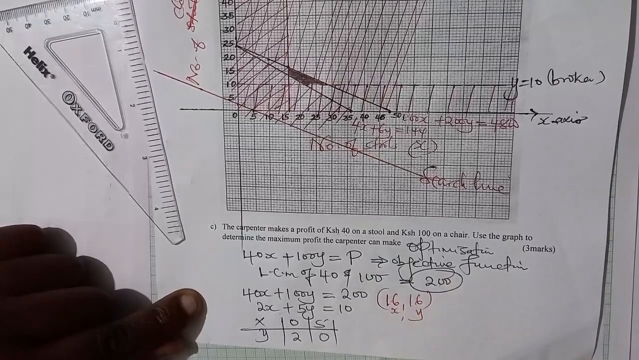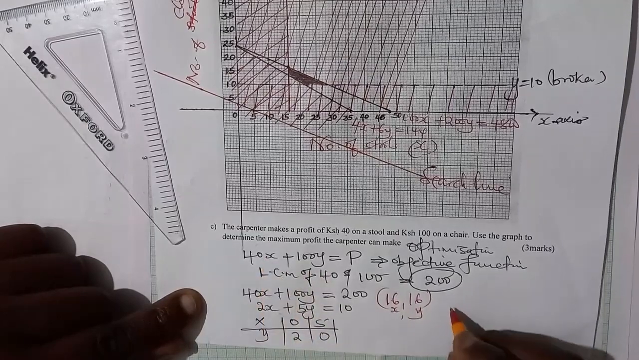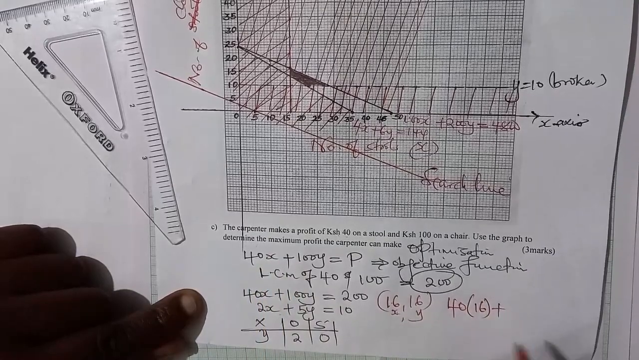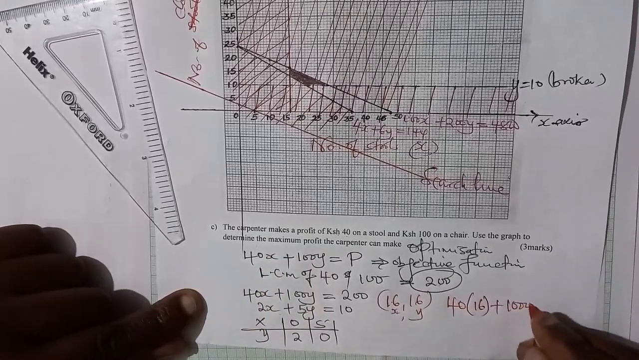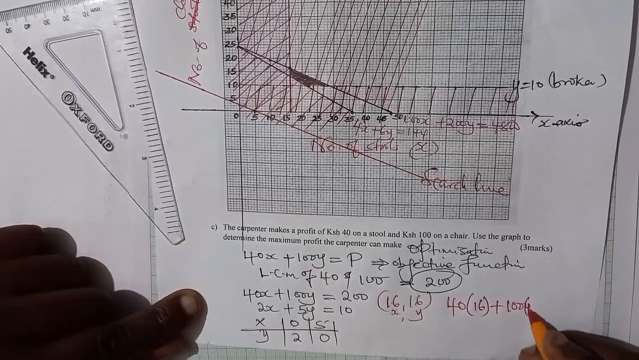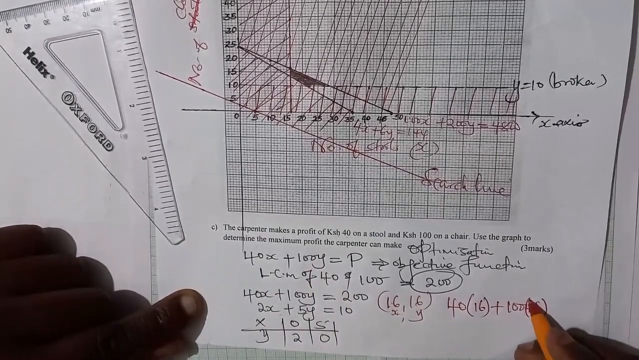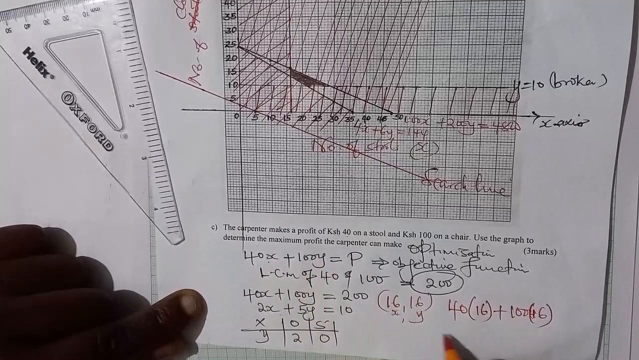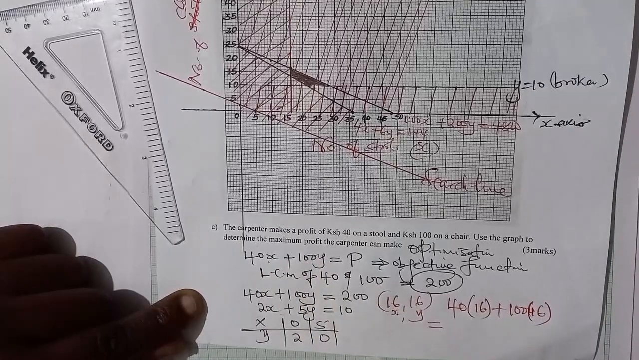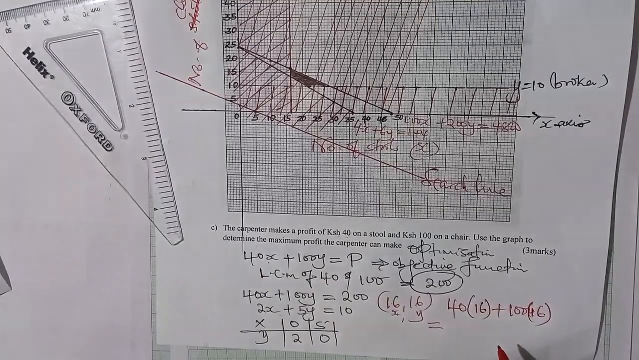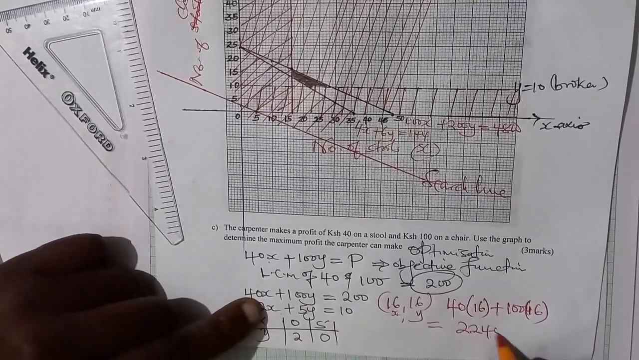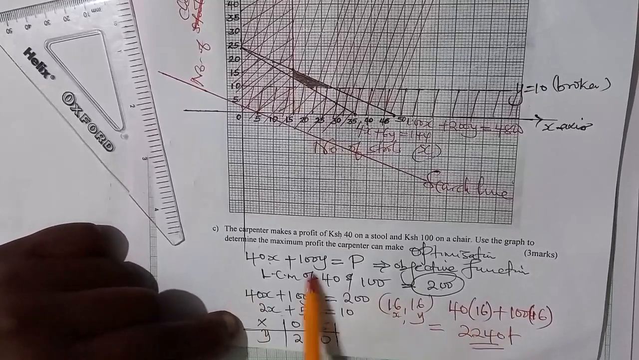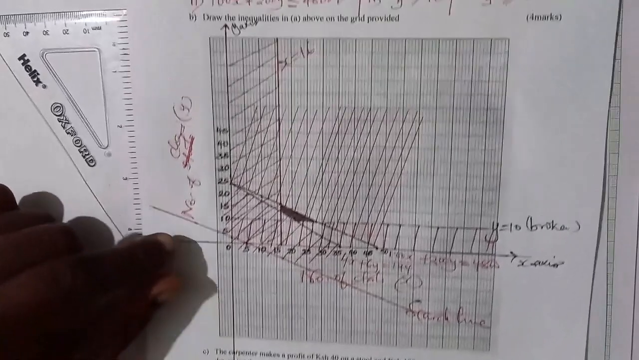To get the profit, simply take your objective function, 40x plus 100y, where x is 16 and y is 16. So 40 times 16 plus 100 times 16. If you work it out, it will give you 2240 shillings. This is the maximum profit. You just substitute this in the objective function. That is how you're supposed to solve that question.